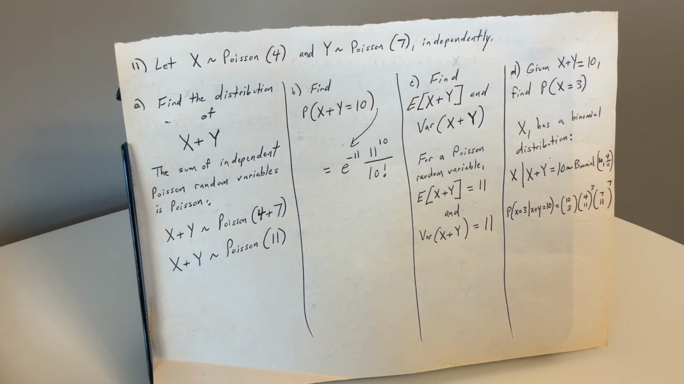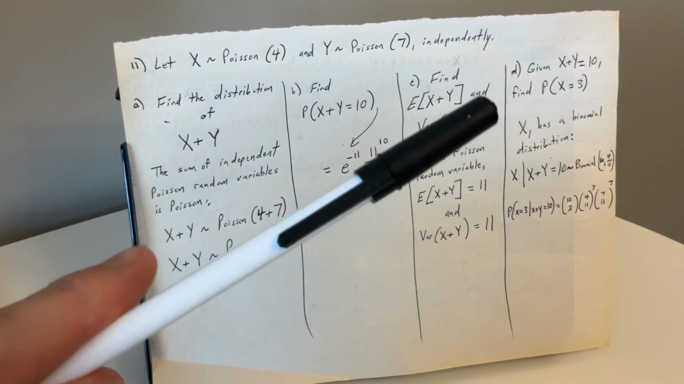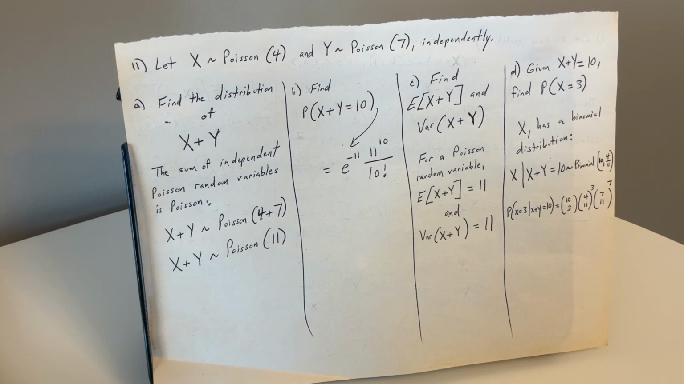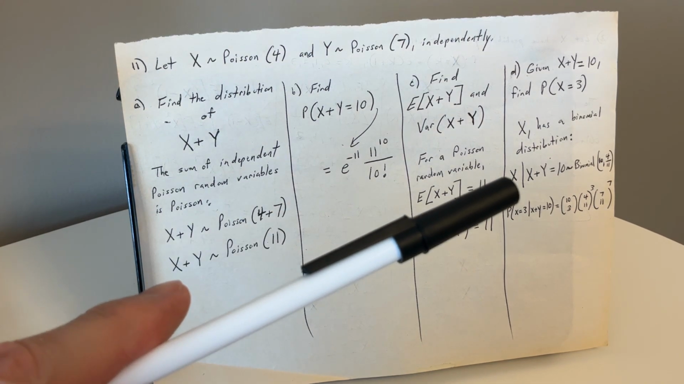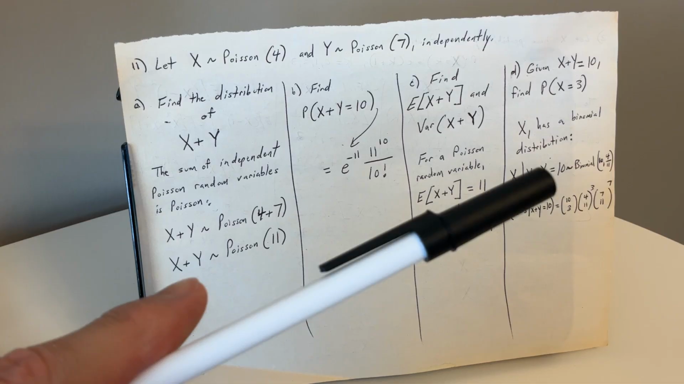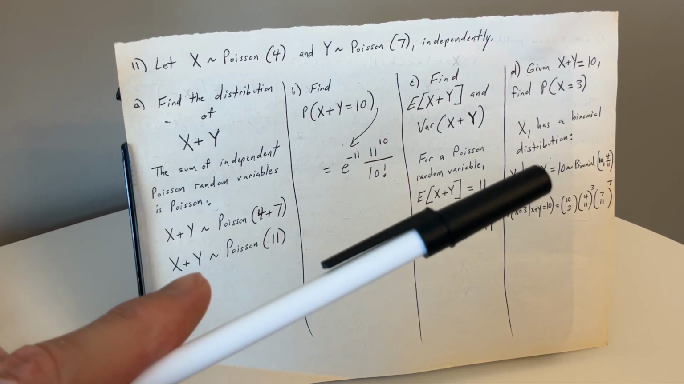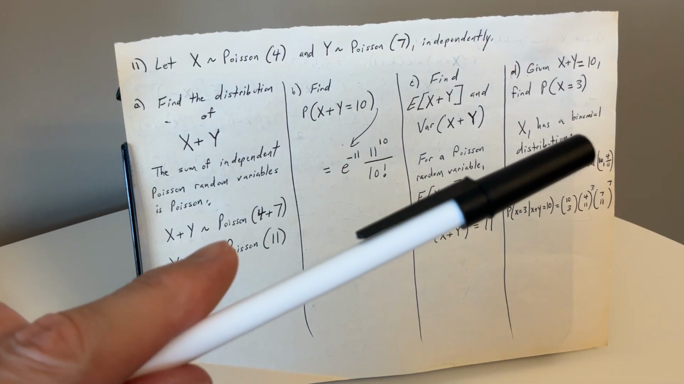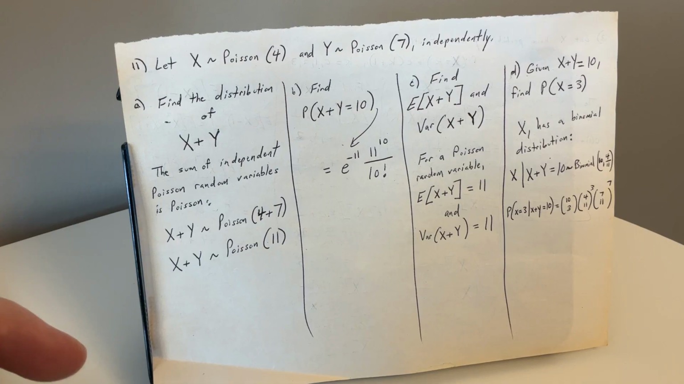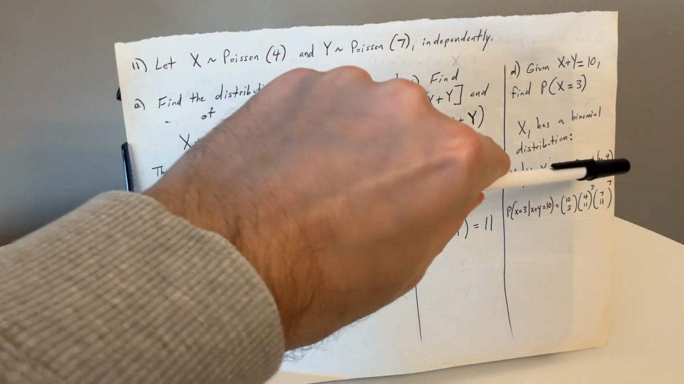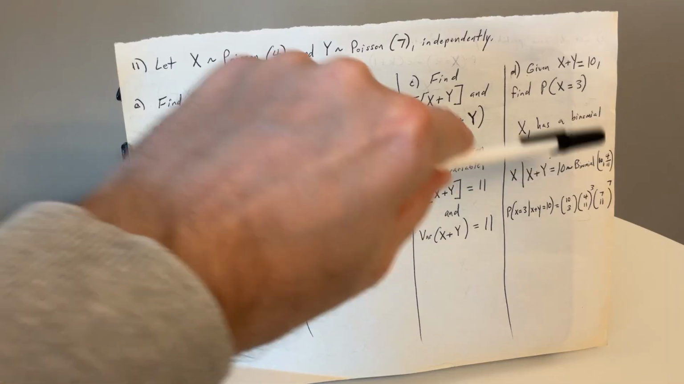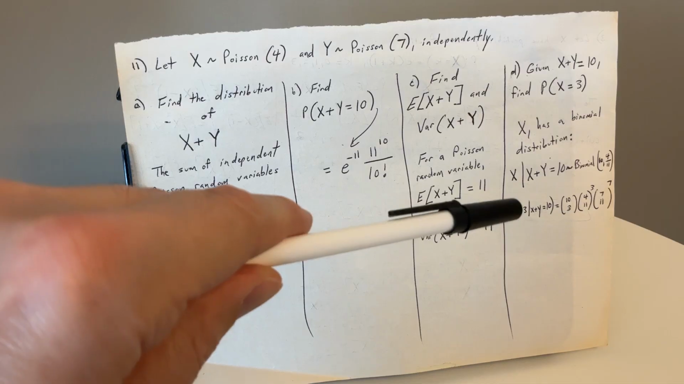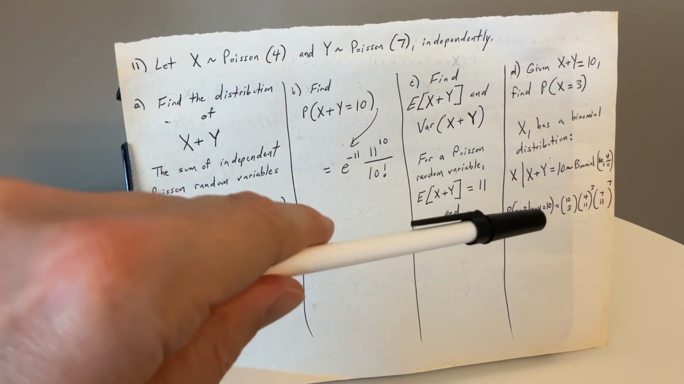For part D, given x plus y is 10, find the probability x equals 3. So binomial distribution. X has a binomial distribution, and we could have this condition x plus y equals 10 distributed as a binomial of 10, 4 over 11. So this becomes the probability of x equals 3, given the condition x plus y equals 10.